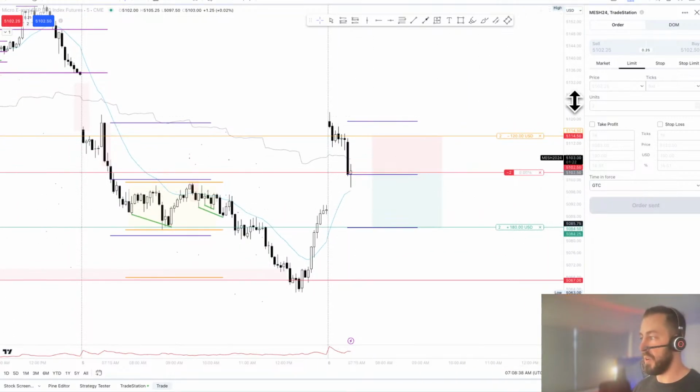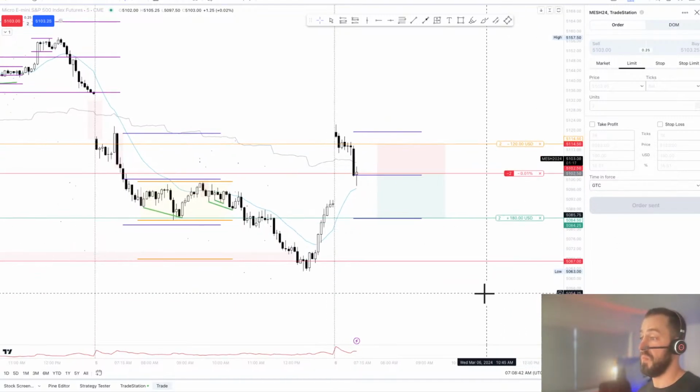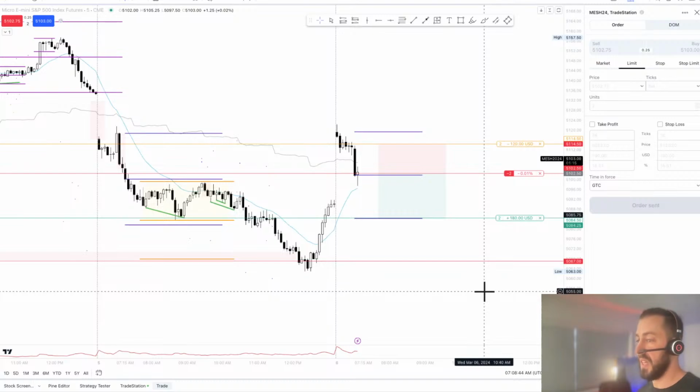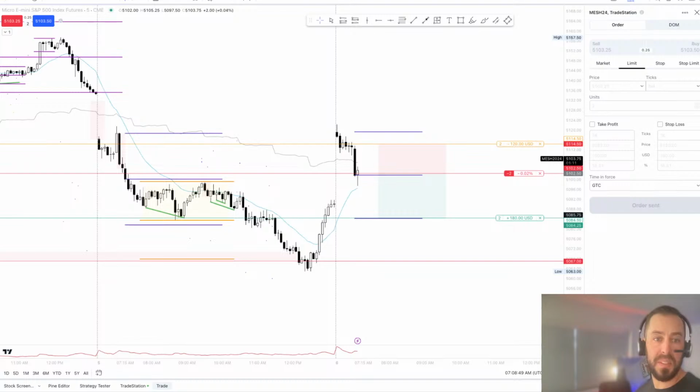One of the things that I've noticed with my strategy is that there's often something that happens at 7 a.m. Pacific, which is why I like to trade starting at 7 a.m. Pacific. Will we reverse here? Maybe. Bear struggling to get follow through.